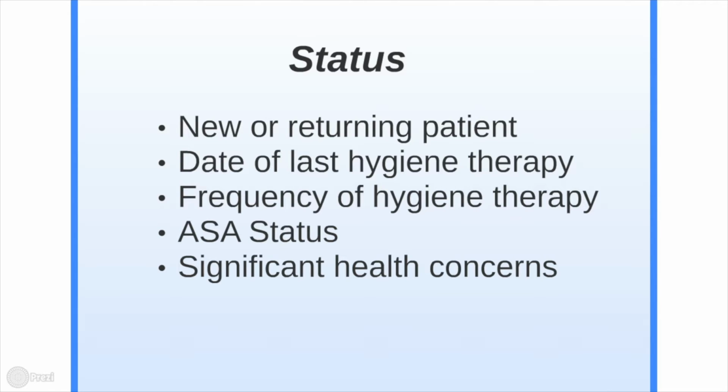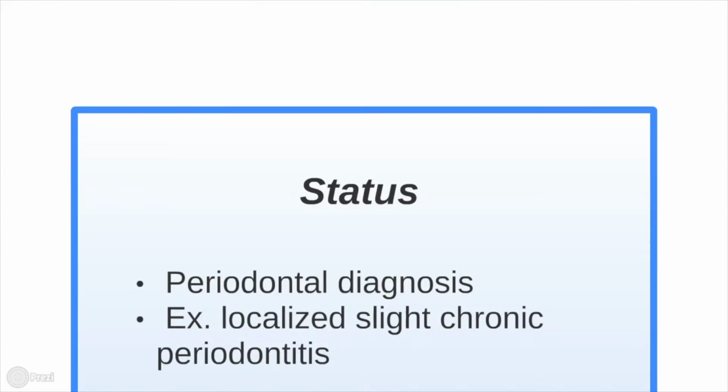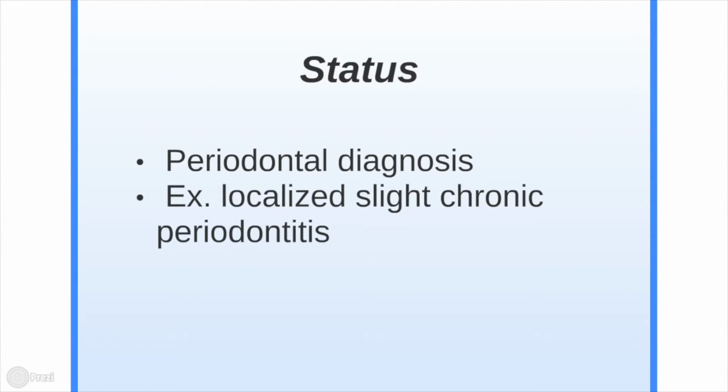It's also important to communicate the health of your patient by giving the dentist their ASA status and then also outlining the significant health concerns that that patient has. The dentist also needs to know what your periodontal diagnosis is, if they have localized or generalized periodontitis, and then the type that you have diagnosed.